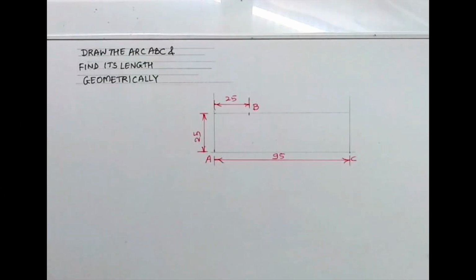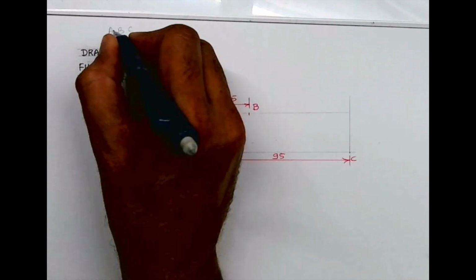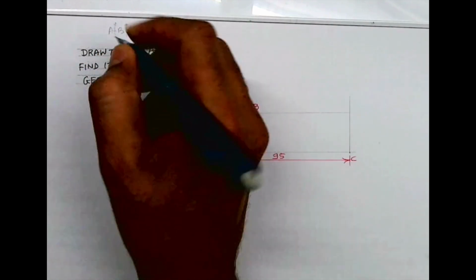Welcome to Technical Drawing. Today we will draw this arc ABC and find its length geometrically. Length of an arc. So ABC, first we'll bisect AB and BC.